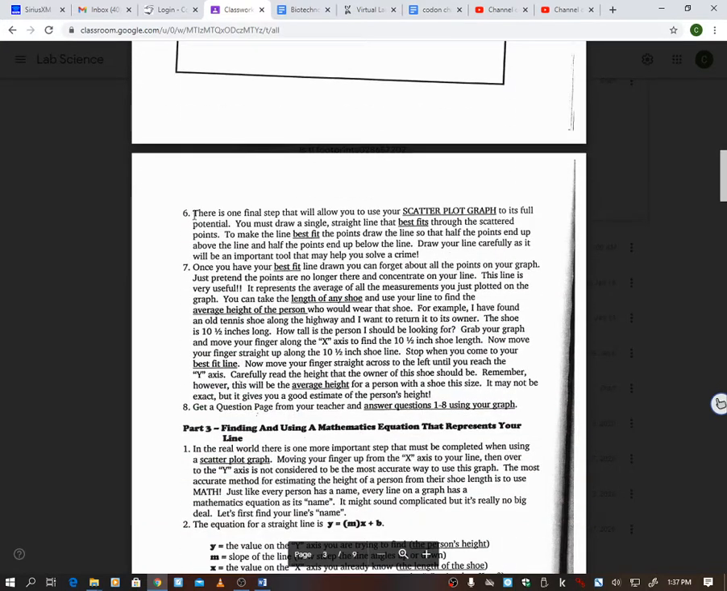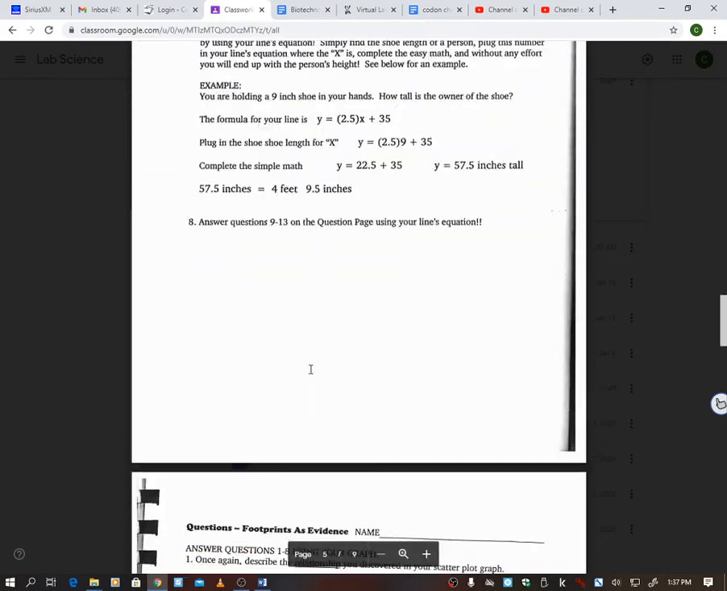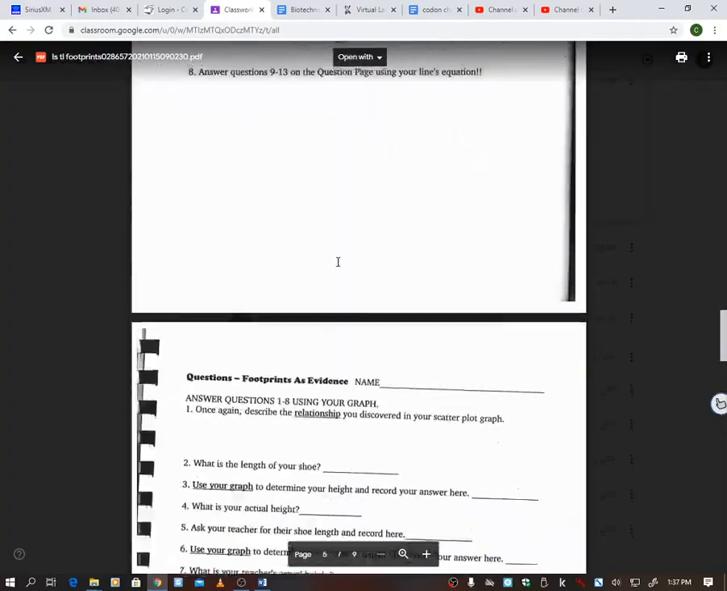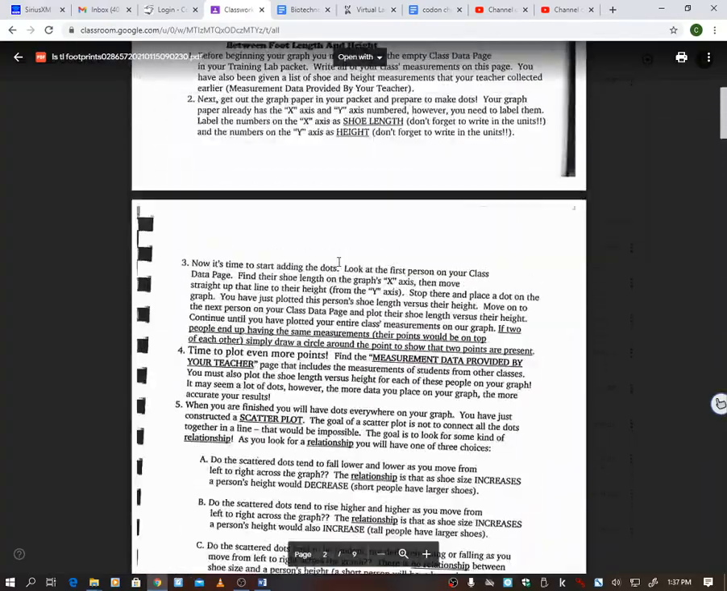All right, so let's go to number 6. There is one final step that will allow you to use your scatter plot graph to its full potential. We are going to draw a line of best fit. Guys, every year students struggle with this because they're like, is this line right? There's not necessarily a correct way. If there are dots all in here, you just want the line to try to go in the middle of all those dots. Now yours may be slightly different than the person sitting next to you, and that is okay. It's just a line of best fit. There's no problem with that as long as you're trying to get it kind of in the midpoint of all your dots.